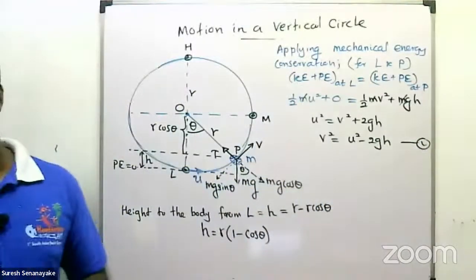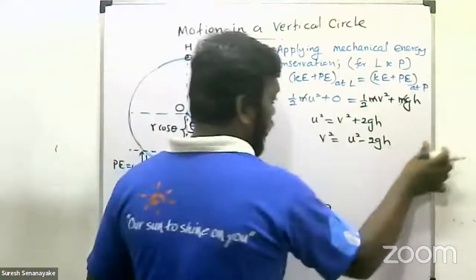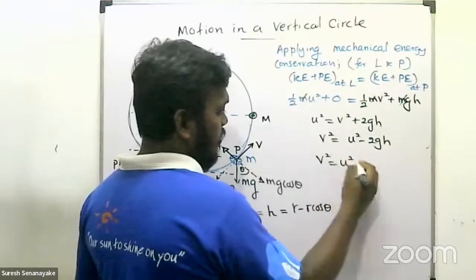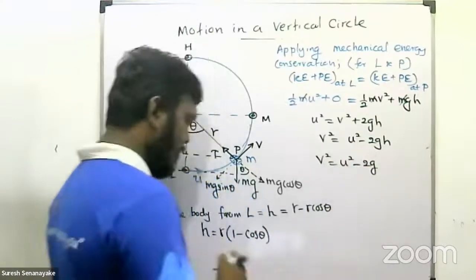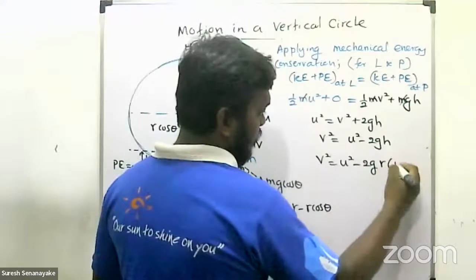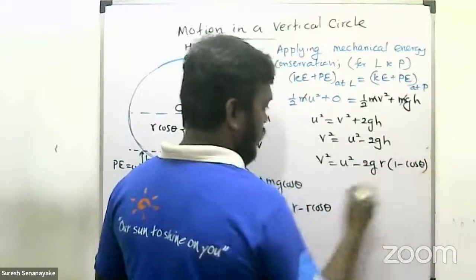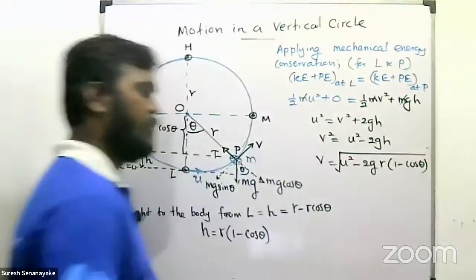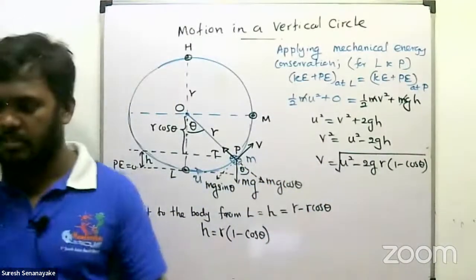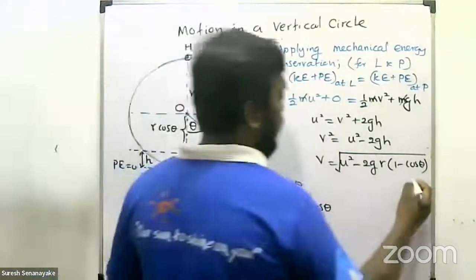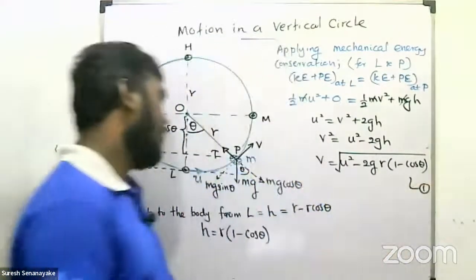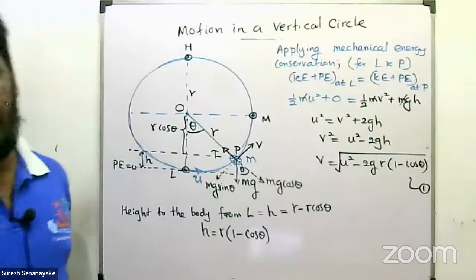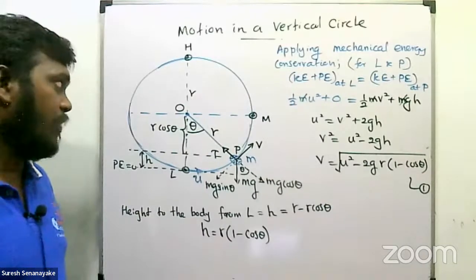Then h we also need to replace by this. Then v square equals u square minus 2g times h, where h equals r times 1 minus cos theta. So v is the square root of that. That's the v, you can write the velocity at any point. If you know theta, then you can find the velocity at any position while it's moving in a vertical circle.